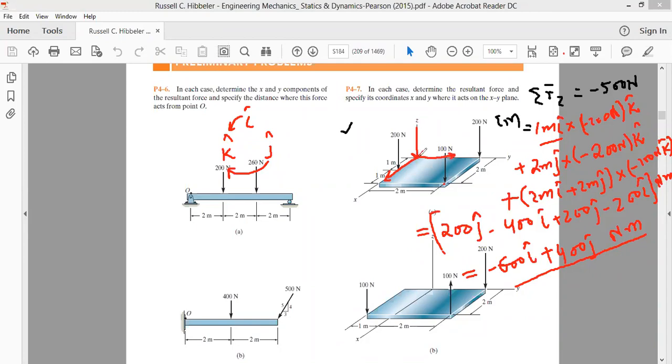So at point O, you can replace all these forces by a single force of 500 Newton along minus z axis, and a moment having a magnitude of 600 i cap in the opposite direction, having a magnitude of moment 600 along this direction, and along the y-axis a moment of 400.